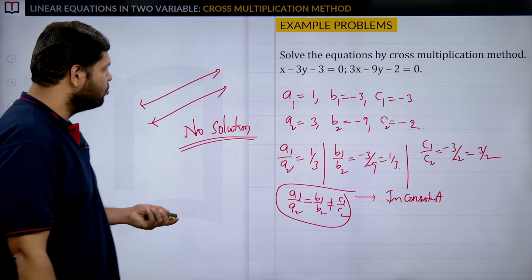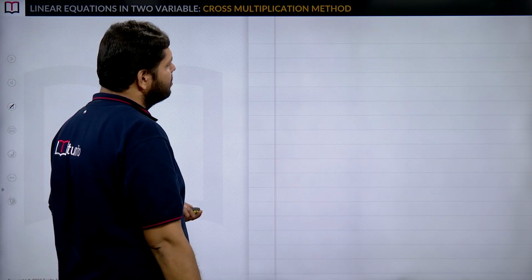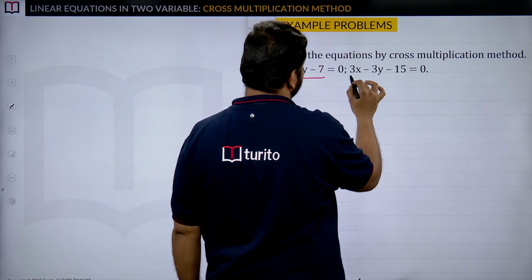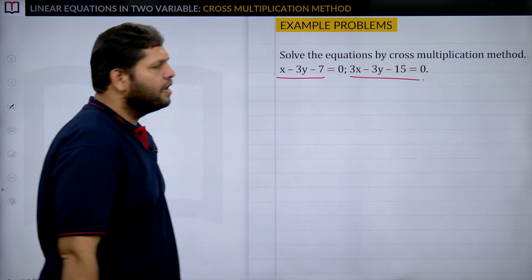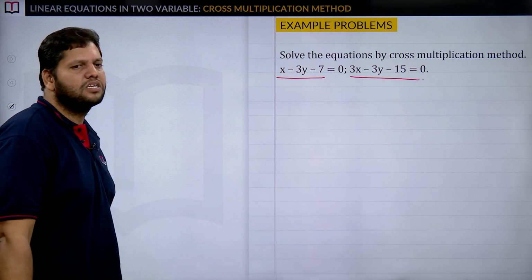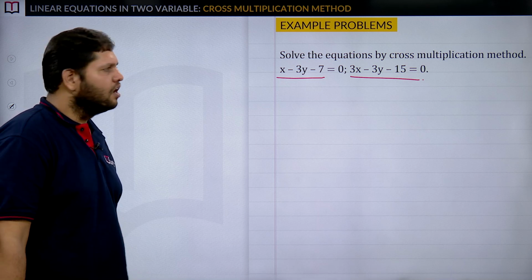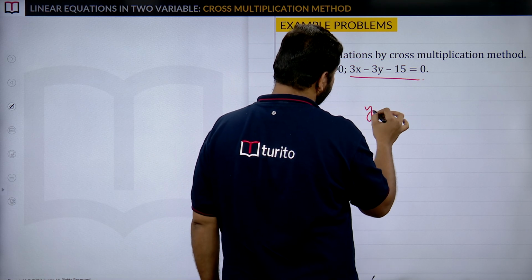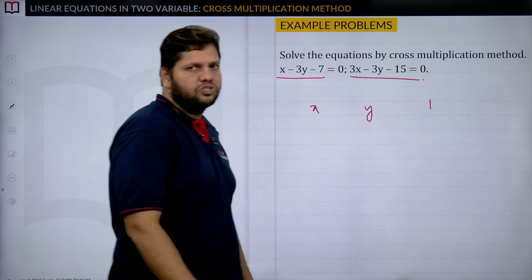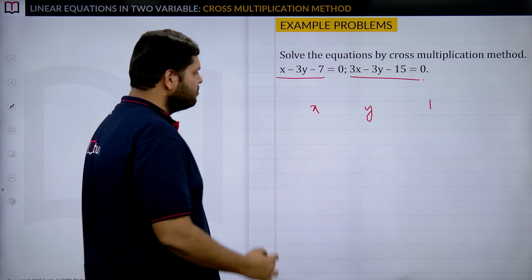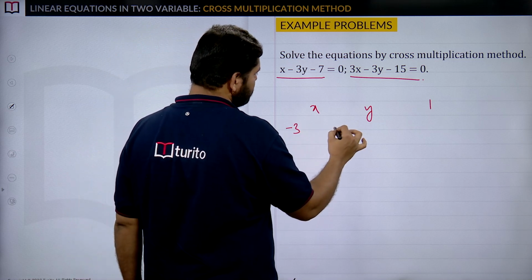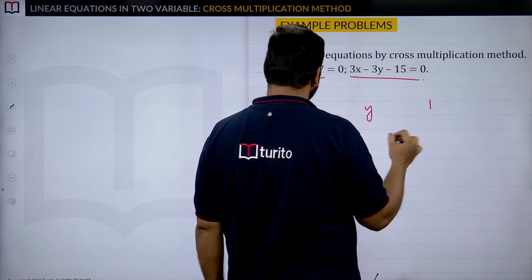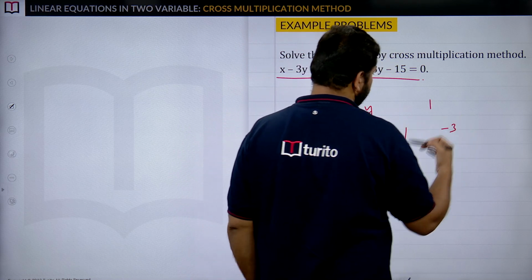Okay. Now, children, let us take another example and find the solution. Children, let me do this question. x minus 3y minus 7 is equal to 0 and 3x minus 3y minus 15 is equal to 0. Now, children, apply the same cross multiplication method. So, this is x, this is y and this is 1. First, write down the y coefficient. Here, the y coefficient is minus 3 and the constant is minus 7. And again, the x coefficient is 1, again the y coefficient is minus 3.